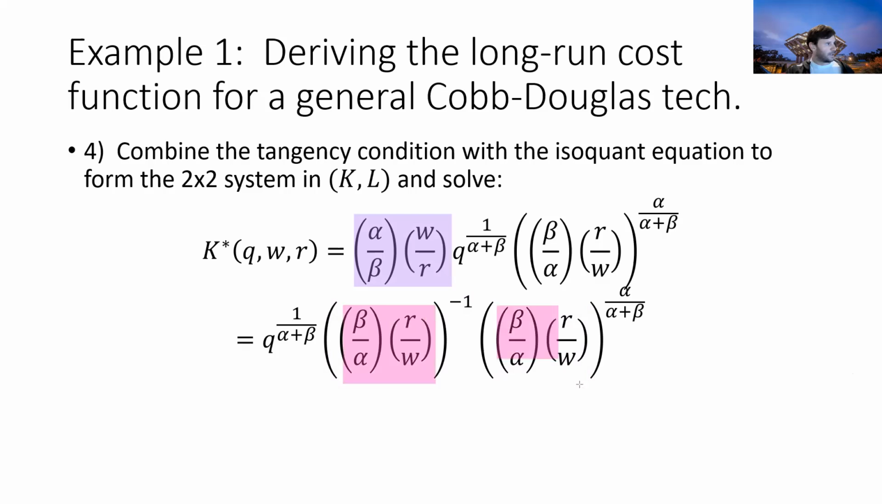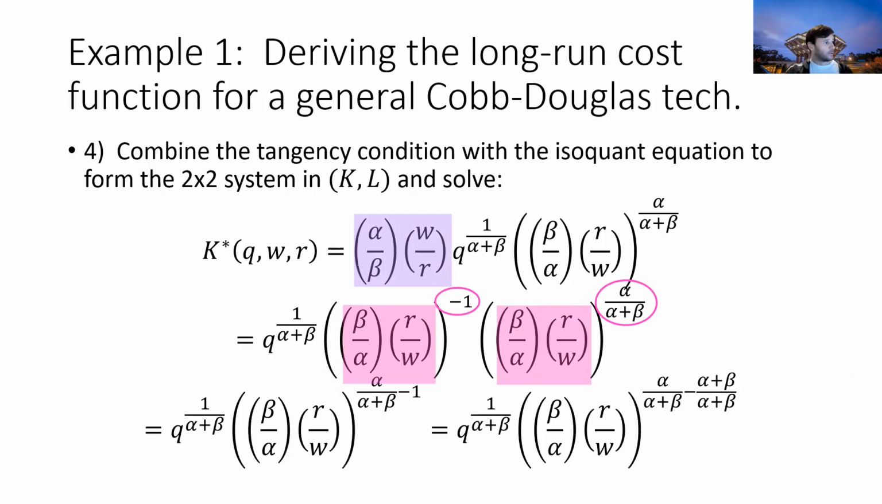Same base, same base. Then we can add the exponents together, right? If we have the same base, we can take alpha over alpha plus beta. We can add it to -1 and we can get a common denominator there. And here's what that looks like.